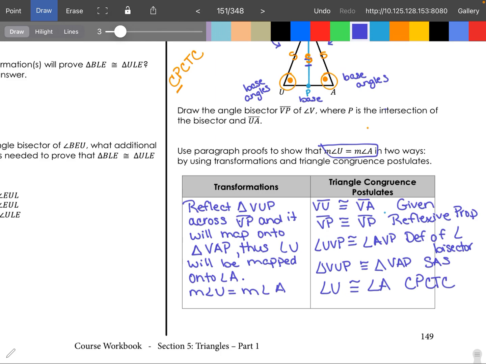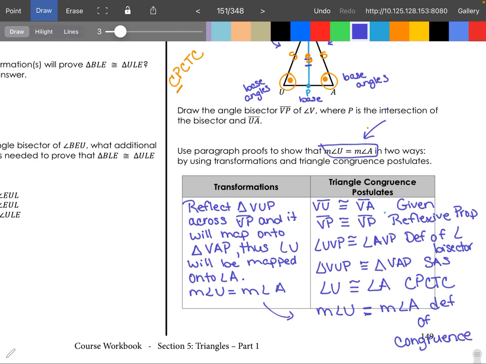I'm not done because it doesn't ask us to prove that the two angles are congruent. It says prove that the measures are equal. So I'm going to write the same statement that I had here, that the measure of angle U is equal to the measure of angle A. That is the definition of congruence. Congruent angles have equal measures. Things that are congruent have equal measures.